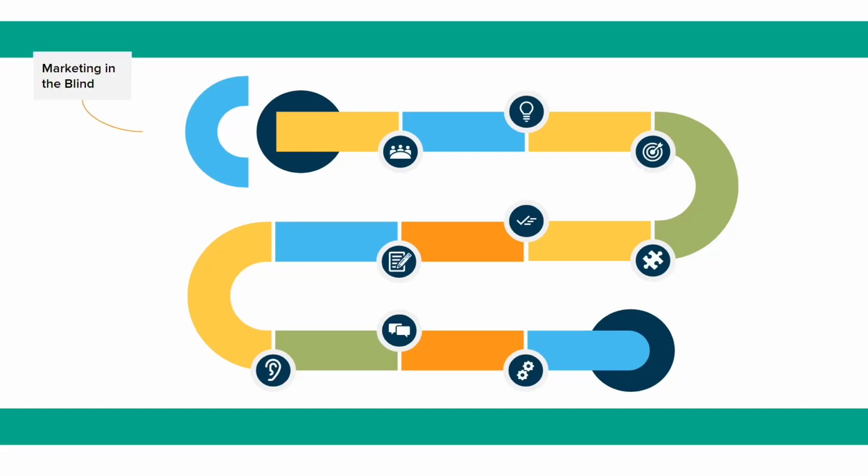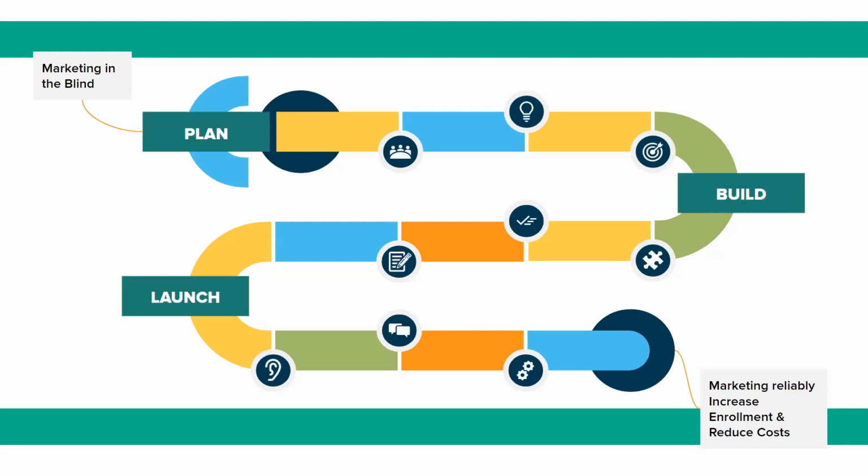Everybody starts off here marketing blind, and everybody wants to be here where they can predictably increase their enrollments and reduce their costs and know what's going to happen before it happens. Not only that, but they know why it happens and they know why it didn't happen if it doesn't happen. So there are 3 phases to the framework: the plan, the build, and the launch.